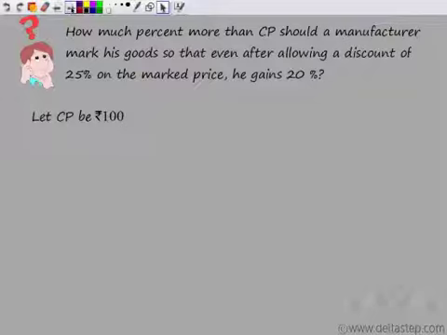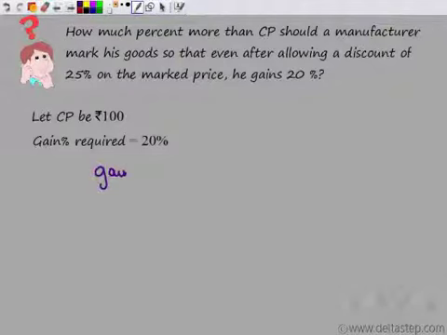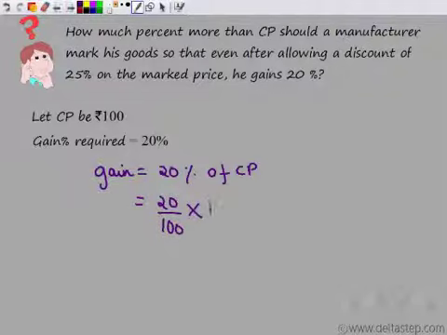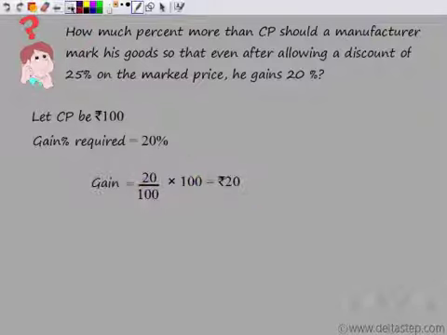Let us say that the cost price is 100 rupees. So CP is 100 rupees. We know that the gain which he wants is 20%. Now the gain is always considered on the cost price. So the gain would be 20% of the cost price, which is 20% of 100, which gives me 20. So the gain is 20 rupees.